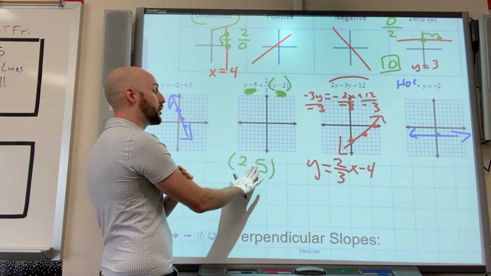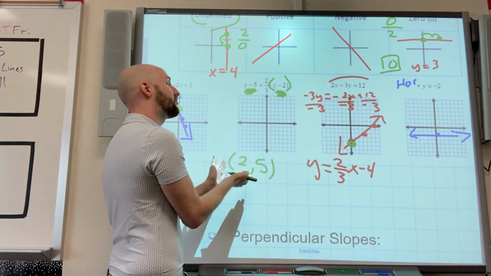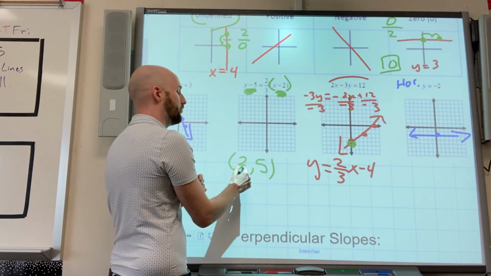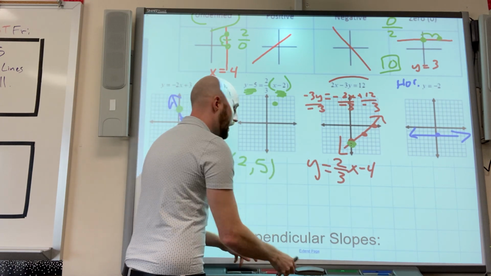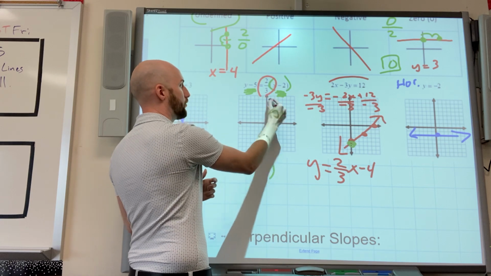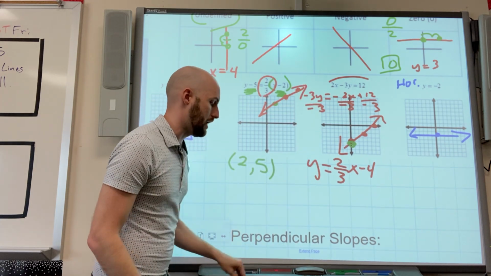And so this isn't like a traditional starting point on the y-axis like these do, but it is a starting point that is somewhere on this graph. So 2, 5 is 1, 2, 1, 2, 3, 4, 5. And from that point, I can still count the slope, like up 2 over 3, up 2 over 3, and still draw my line.